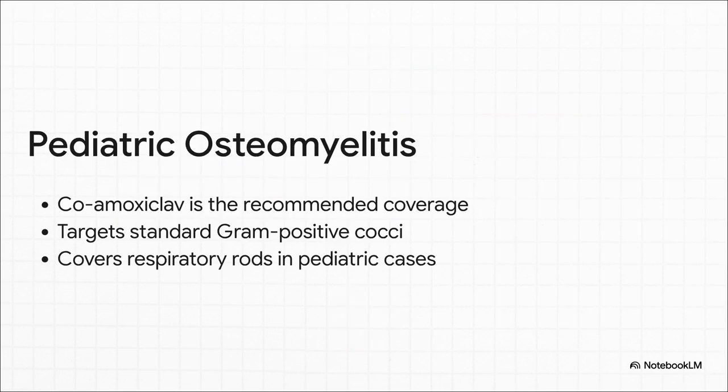Well, the guidelines point us straight to coamoxiclav. That's amoxicillin mixed with clavulanic acid. It's our absolute first-line defense. It perfectly targets the standard gram-positive cocci, like penicillinase-producing Staph aureus, but it also provides solid empirical coverage against the respiratory rods we often see in pediatric cases.